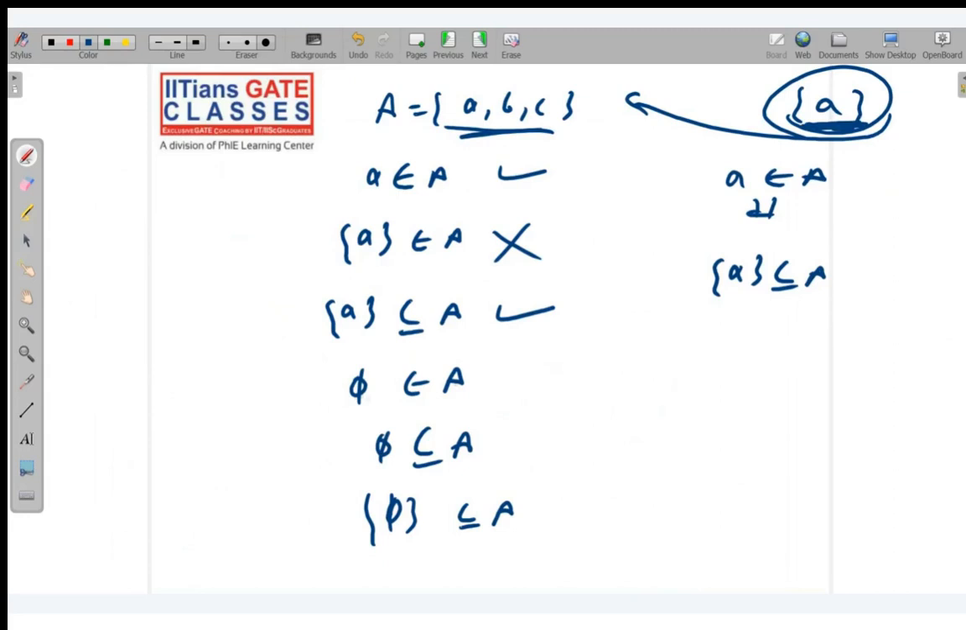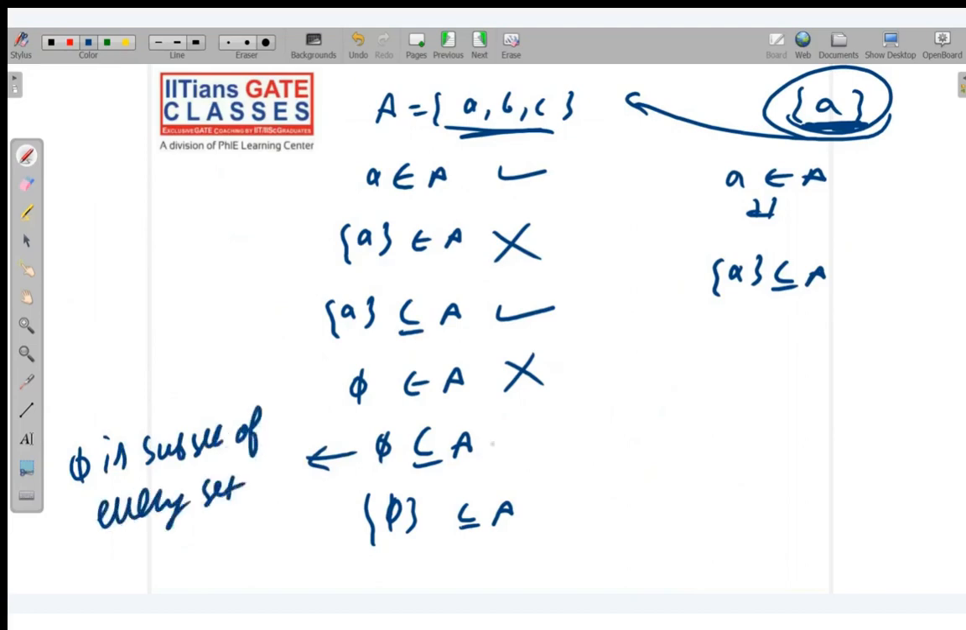Next is phi belongs to A. Please see, is any phi element here? No. You will simply cross it. Phi is a subset of A. Yes. Phi is a subset of every set. So phi is a subset of A, yes.